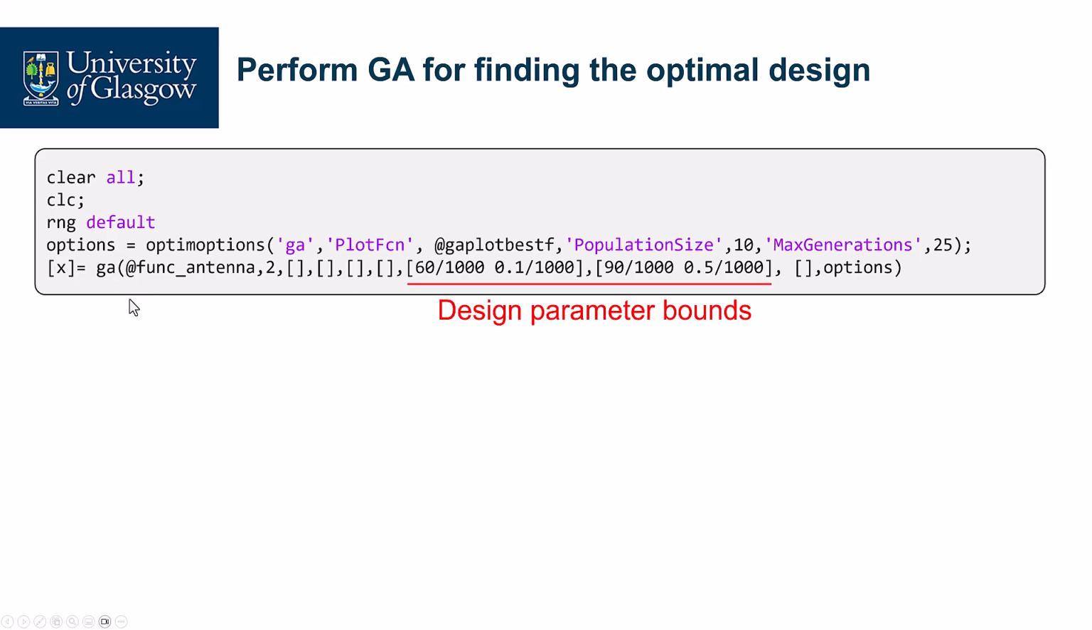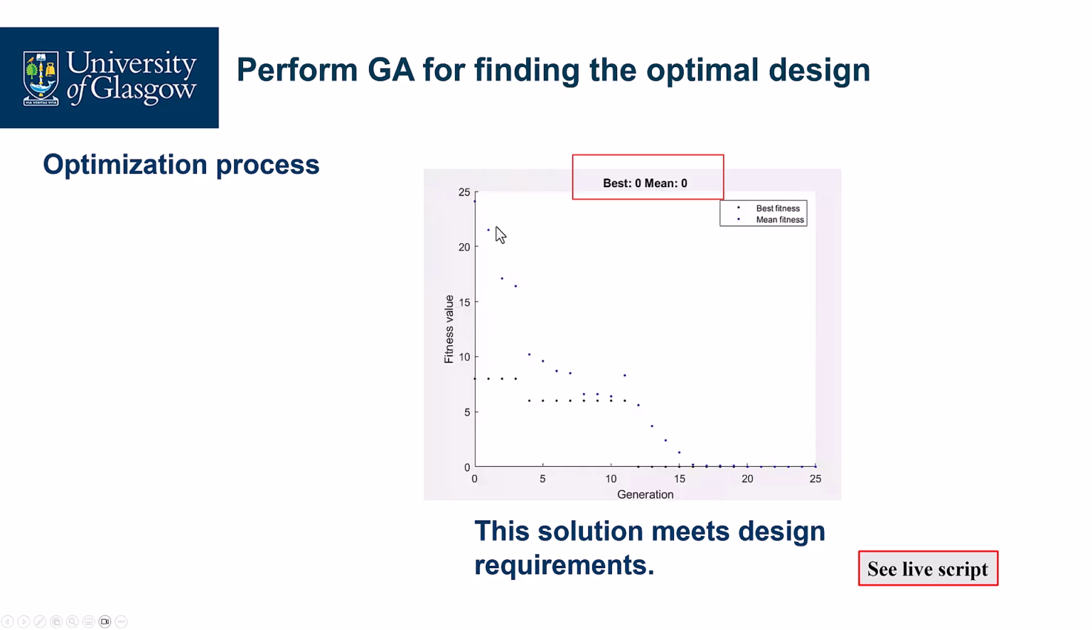We want to output the x. Then we see what we will get after the optimization. This figure shows the optimization process, with the best fitness and the mean fitness in each generation. And we can see eventually we get the objective function equal to 0. This means that for all the frequency points, the magnitude of S11 is below minus 10 dB.